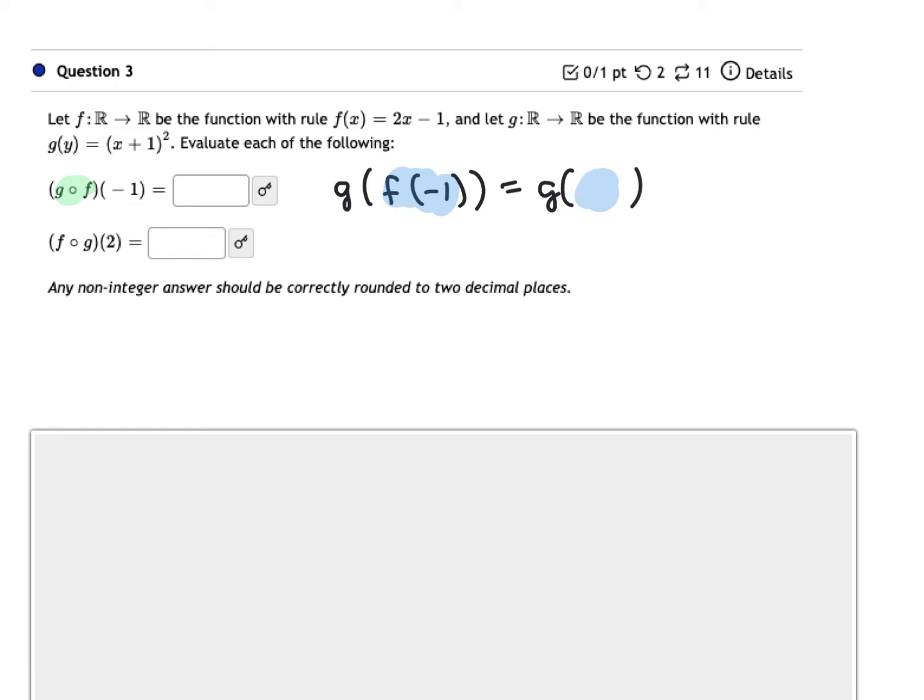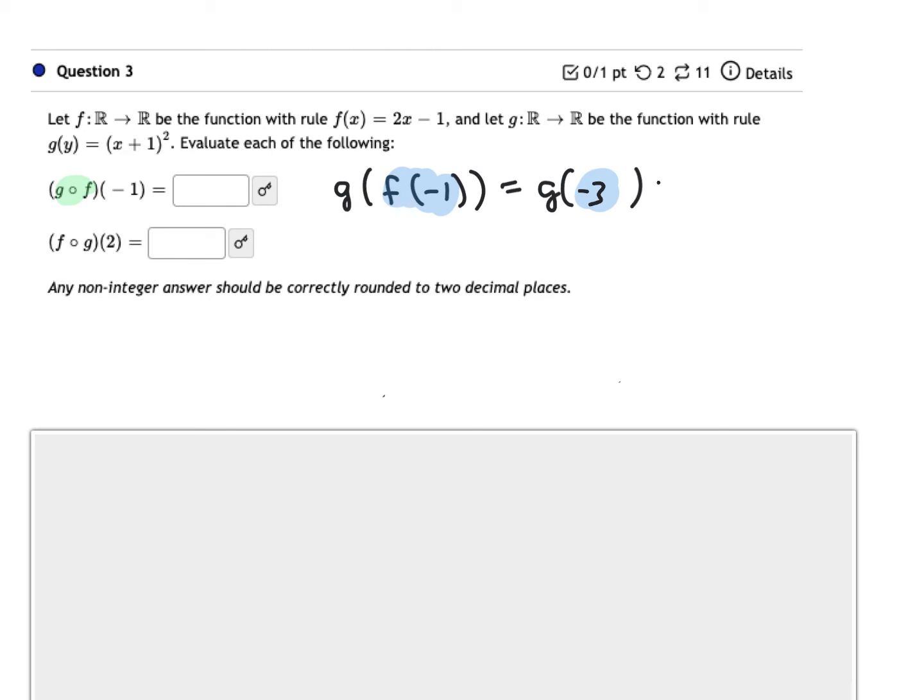So f of negative 1 is negative 3. You can see that from the definition of f. F of negative 1 would be twice negative 1 minus 1, which is negative 3. So we know that f of negative 1 is equal to negative 3. So g of f of negative 1 is the same as g of negative 3.